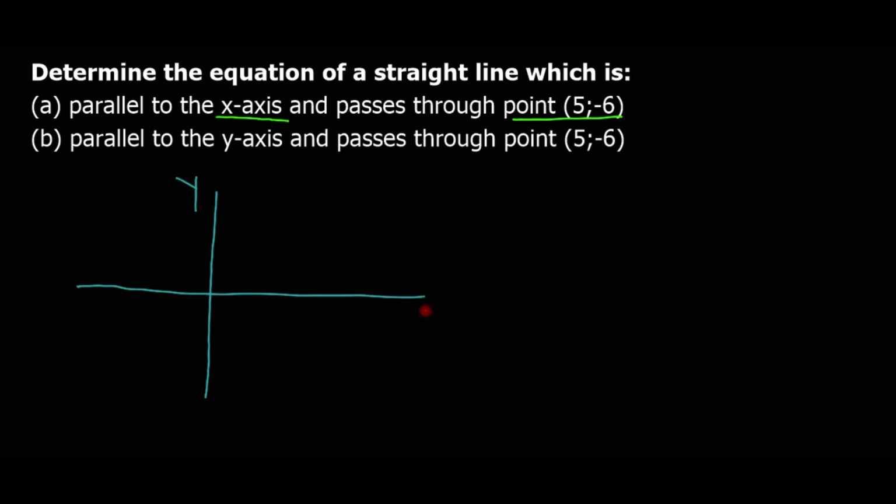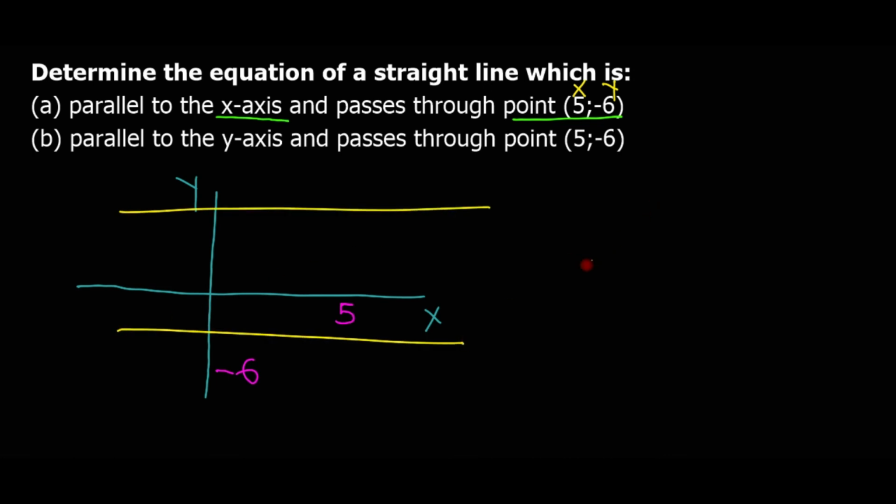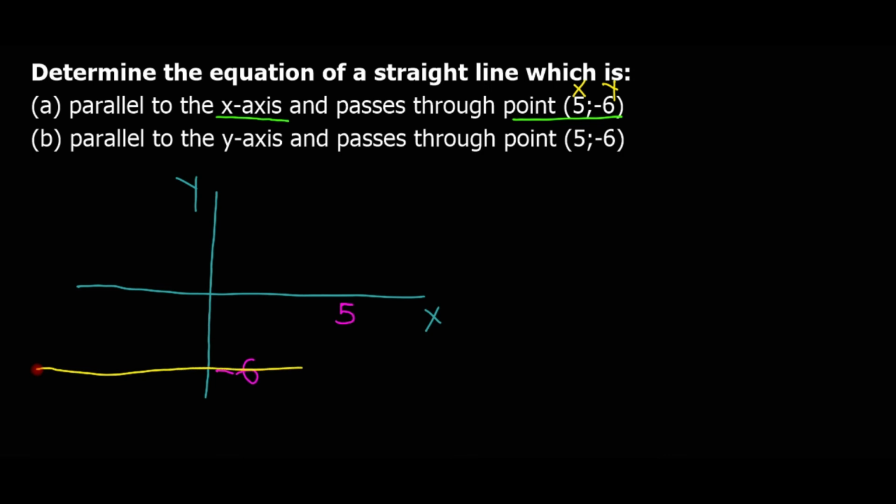This is the y-axis and this is the x-axis. They gave us the point 5 and -6. Remember this point is x, and this one is y. So I can say this is 5, it will be somewhere here, and then the point -6, let's say it's somewhere here. And now, because this line is parallel to the x-axis, it's going to be something like this. But because this question is very specific, it passes through point 5 and -6, it goes through this one.